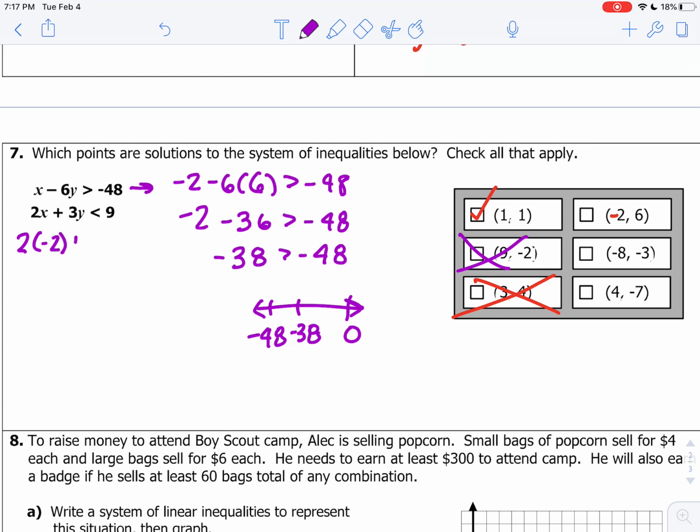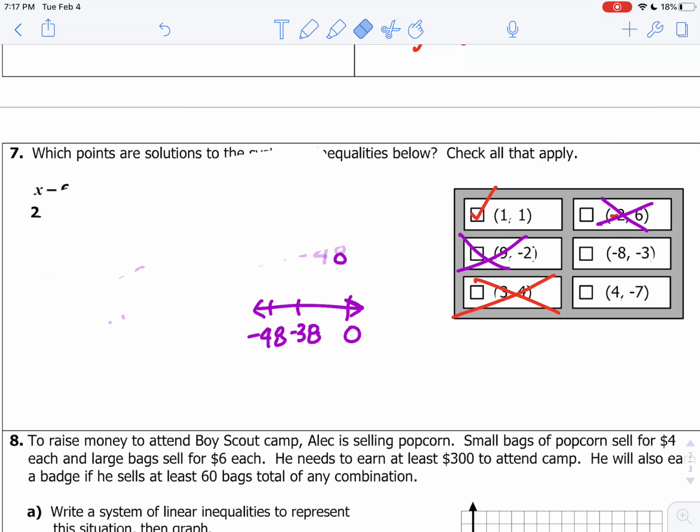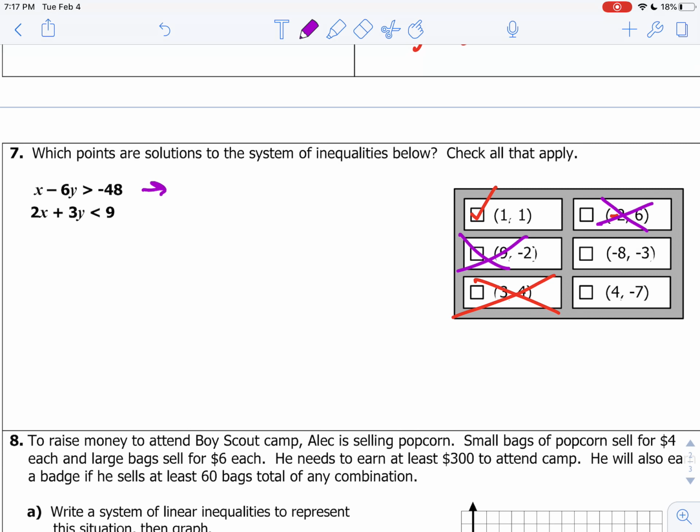I'm going to plug in negative 2 for x. So negative 4 plus 18. Okay, well that's not going to be less than 9 because 14 is not less than 9. It's not true, which means this is not true. All right. Let's try the next one. So x is negative 8, y is negative 3.